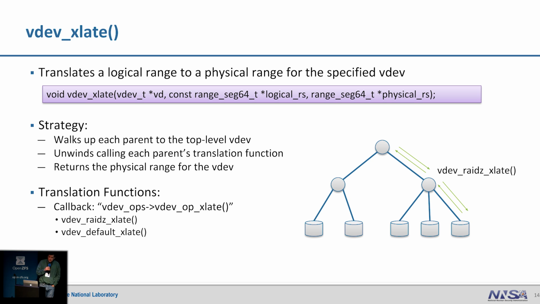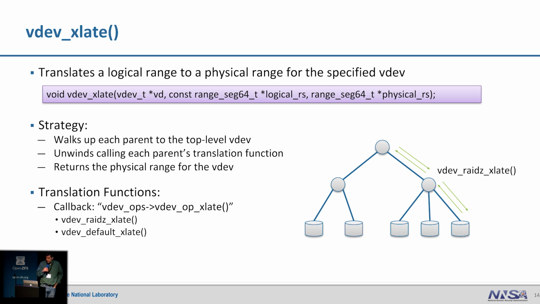VDEV translate. VDEV translate is the next important bit of the puzzle here. So with the MS allocatable range tree, we know which logical ranges we need to trim from disk. But it's a little trickier to map those to physical offsets on disk. And that's what we get out of VDEV translate. So VDEV translate was a helper that was added to the VDEV op structure that lets you do this logical to physical translation. So you can call the VDEV translate function and specify a particular leaf VDEV and a logical range you're interested in, and it will return the physical ranges on that VDEV. And those are what you can trim.